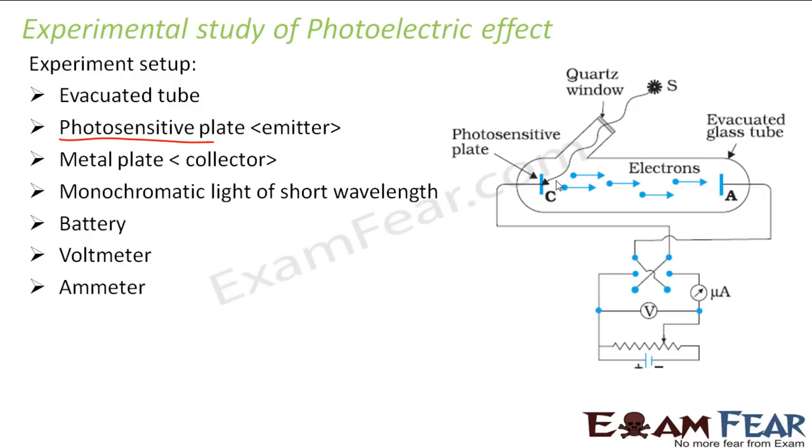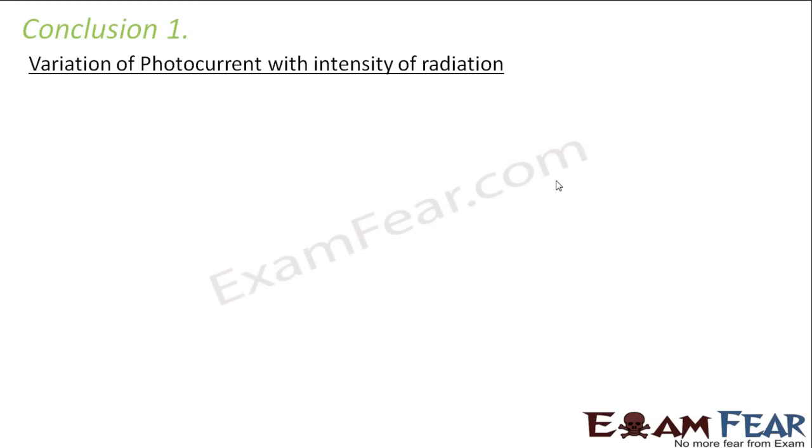So it was a very simple experiment, but it was helpful in studying the variation of photocurrent as we change the frequency of the incident light, the intensity of the incident light, and the potential difference between the two plates. We will see the conclusions of this experiment one by one. The first conclusion is the variation of photocurrent with the intensity of radiation. What happened when we tried changing the intensity of the incident light? How did the ammeter respond?